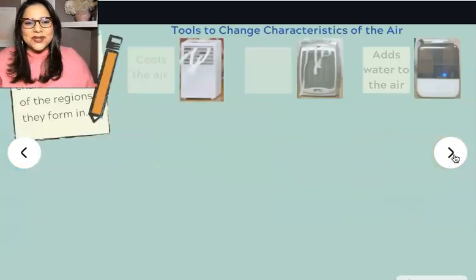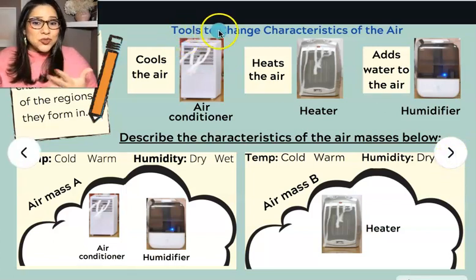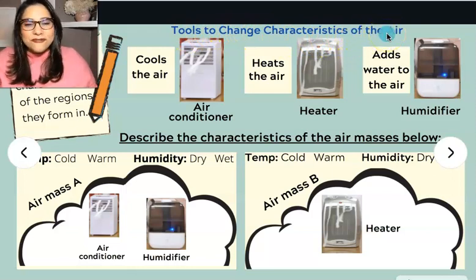So let's do a little practice. First and foremost, we learned that air masses take on the characteristics of the regions they form in. So I'll have some tools here to change characteristics of the air, right? And we're all familiar with these tools. We have an air conditioner, right? And how does it change the characteristic? It cools the air. A heater heats the air, and a humidifier adds water to the air.